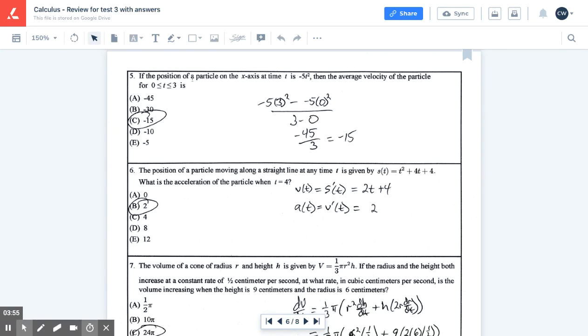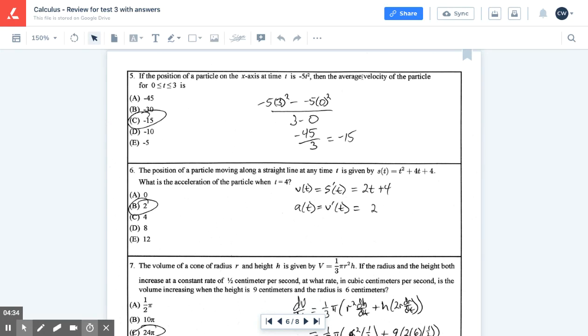Number 5, if the position of the particle on the x-axis at time t is given by negative 5t squared, then the average velocity of the particle for 0 to 3 is, so I want average velocity, so that means I need the change in position on top and the change in time on the bottom. Well, this is my position function, so to get the change in position, I'm going to plug 3 in. So that's what I got there. I'm plugging 3 in, and then I plug 0 in, and then over 3 minus 0. So that gives me negative 45 over 3. Divide gives me negative 15.